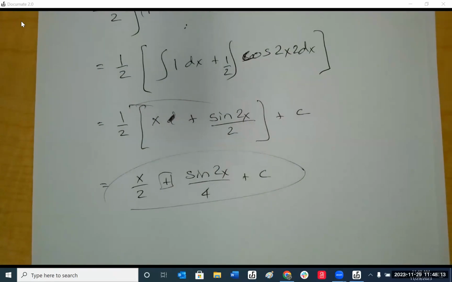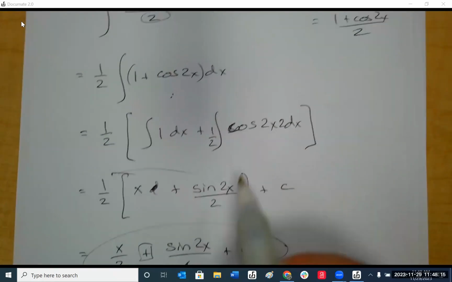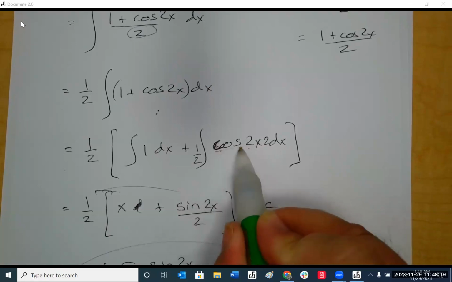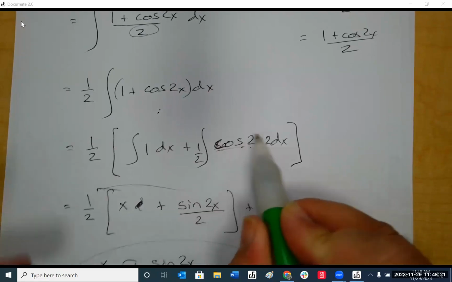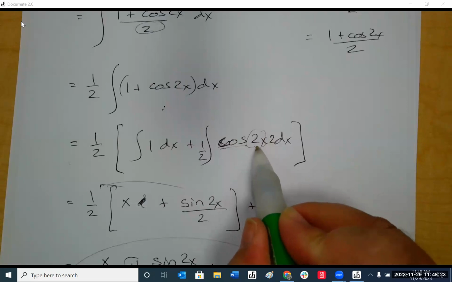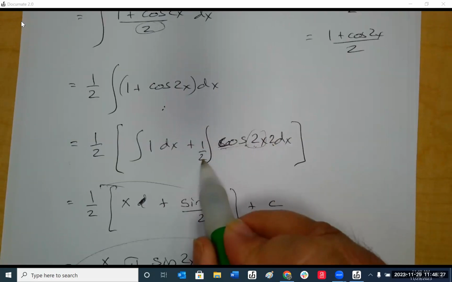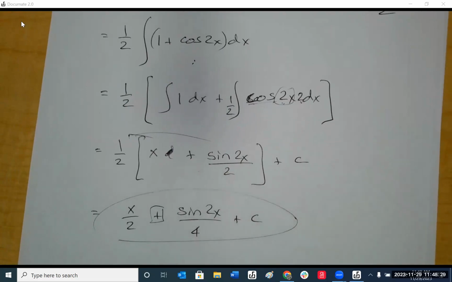Wait, for the last one, why was the 2 on the bottom, not the top, for the sine 2x? Because for the derivative of cosine 2x, you take the derivative of cosine, and then take the derivative of the inside. We're missing the 2. So I put 2 there, which gives me 1/2, which is where this came from. Okay, I see.